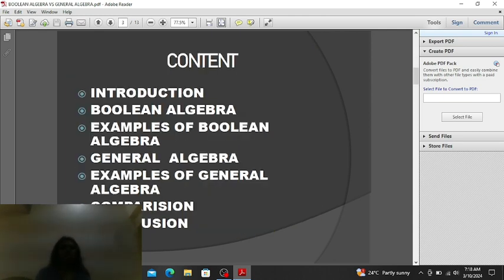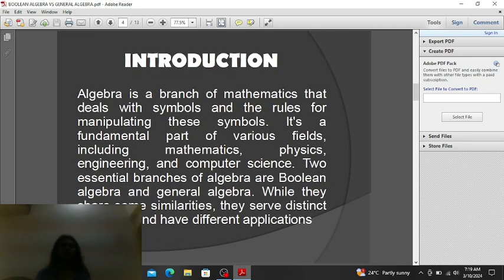So today I'll be giving an introduction about what is the meaning of algebra, and then I'll be going into the main topic, which is Boolean algebra and its examples, and the second main topic, which is general algebra and its examples, and then I'll be comparing both Boolean algebra as well as general algebra, and I would like to conclude my presentation. So this is basically the introduction of the slide. Here I'll be explaining what is algebra.